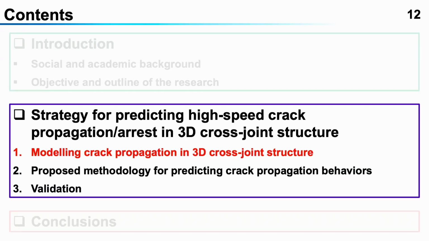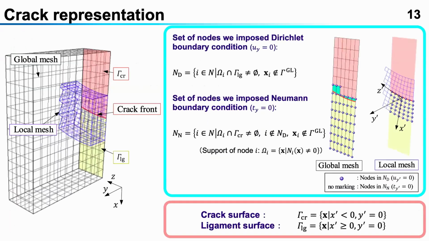But before I introduce the prediction algorithm, I will introduce the modeling strategy first, which is the prerequisite for accurate prediction. Yes, so to represent the crack, we simply impose different boundary conditions. For the nodes located on the ligament surface, we impose the Dirichlet boundary condition. And for the nodes located on the crack surface, we impose the Neumann boundary condition.